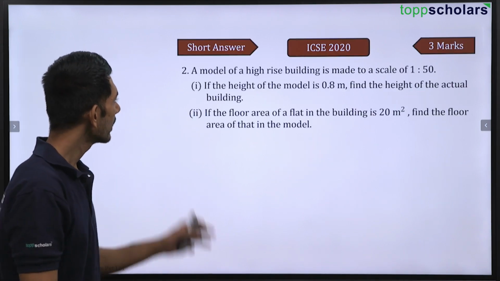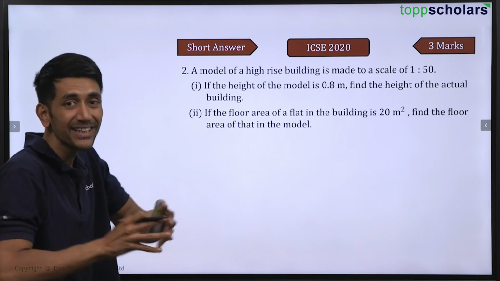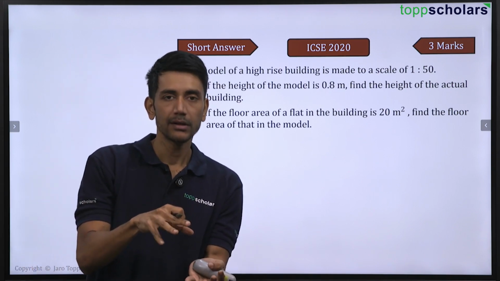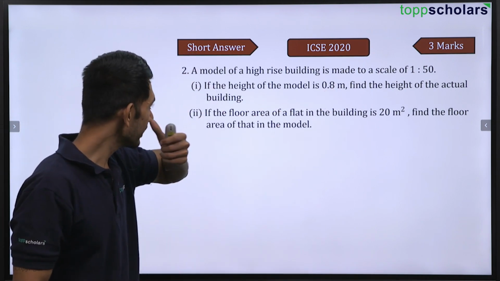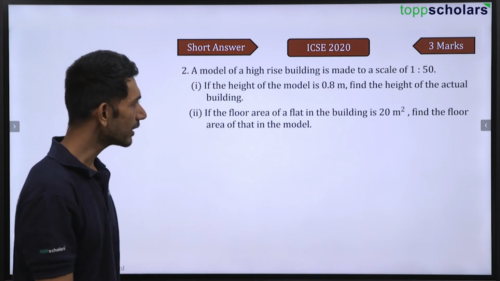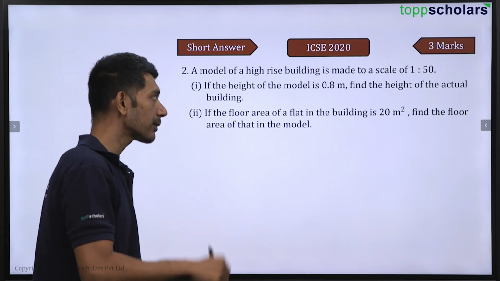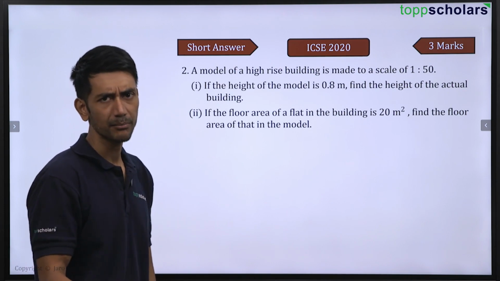It says a model of a high-rise building is made to scale 1:50. So obviously, when you make a model on the paper, it looks small, but the actual building is very big, right? So that's what they're saying. A model of a high-rise building is made to scale of 1:50. If the height of the model is 0.8 meter, find the height of the actual building. This is a very simple and a straightforward question.